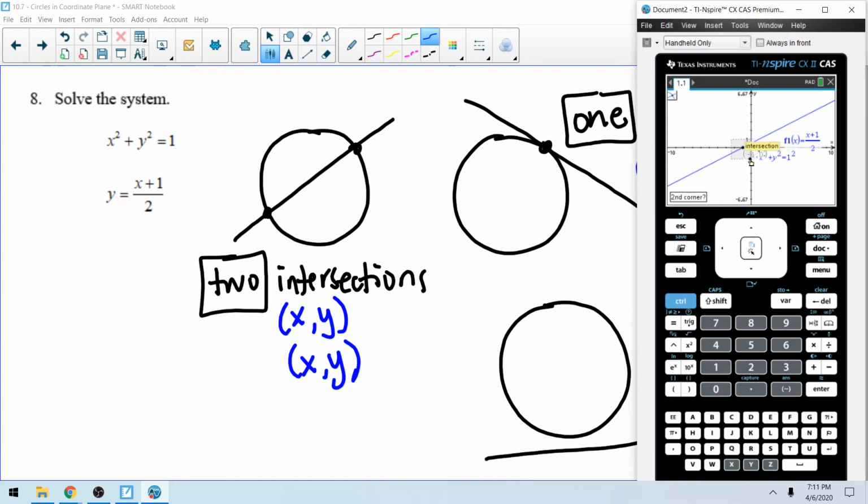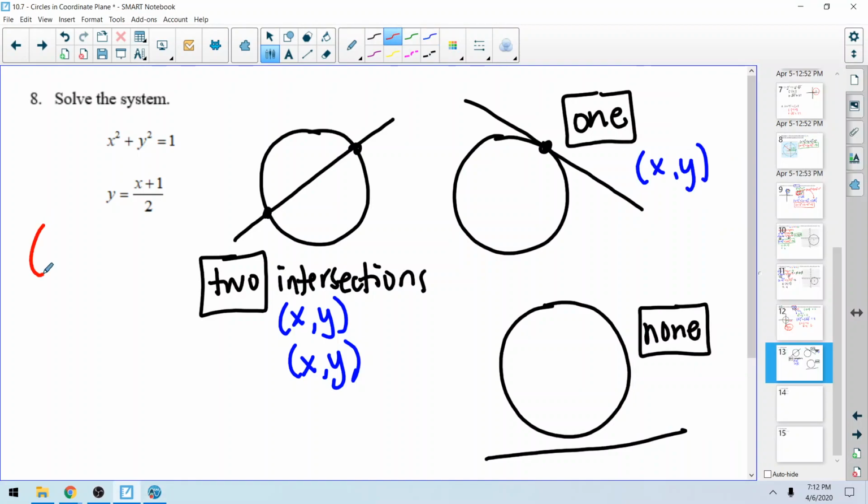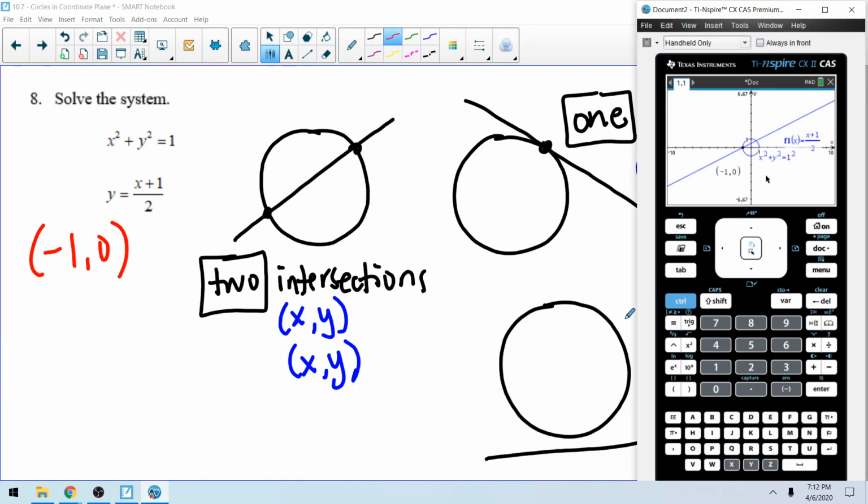So you drag that gray box so that your intersection is in the middle, click it, and you just found your first intersection at negative 1, 0. So if I come back to my paper over here, answer number 1, negative 1, 0. Okay, back to my calculator. I have to find the second intersection.